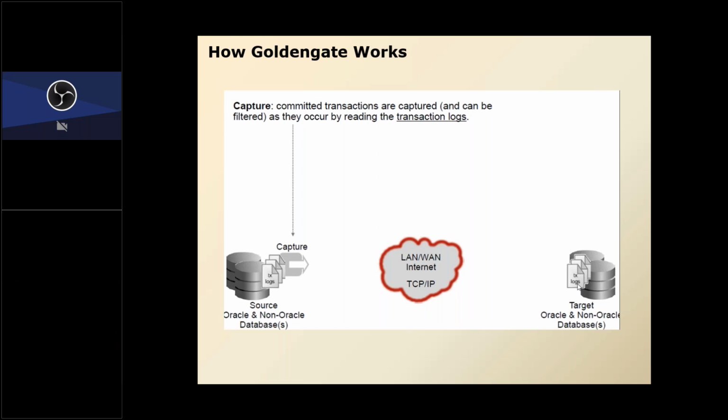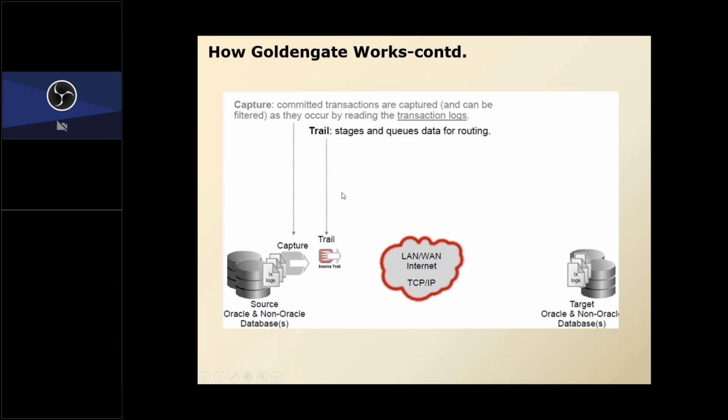Okay, so transaction logs contain committed as well as uncommitted transactions. So you configure the Goldengate capture or extract process, which reads the data from the transaction logs in a sequential manner and captures only committed transactions. Once the transactions are captured by the extract process, it writes them to the trail file on the local machine, which is called the local trail file.